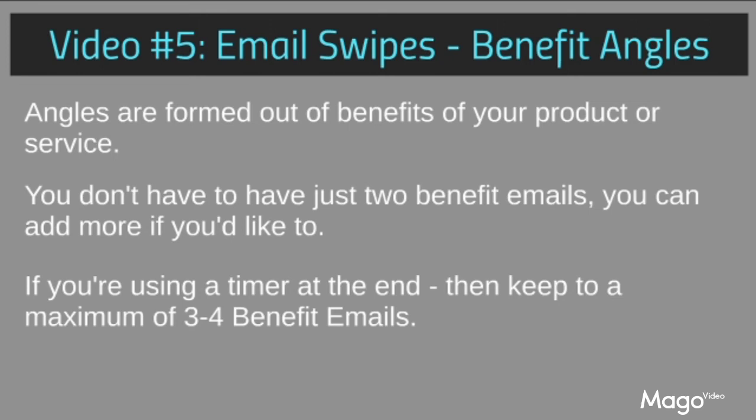Now, if you're using a timer at the very end, for example a countdown timer, and you're closing it at the very end, I would probably try to keep it to a max of 3 to 4 benefit emails. If you want to test it with more emails, that's fine. But generally speaking, I find 3 to 4 emails is a sweet spot if you are using a timer. If you're not using a timer at the very end, meaning you're not going to close down your offer at the very end, then you can use 5, 6, 7, 8 or more benefit emails.